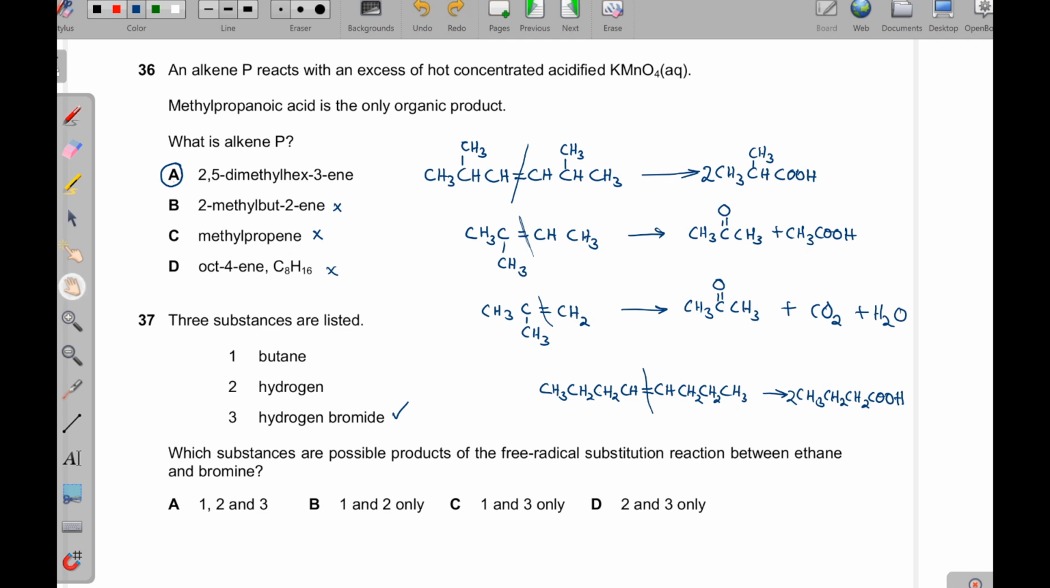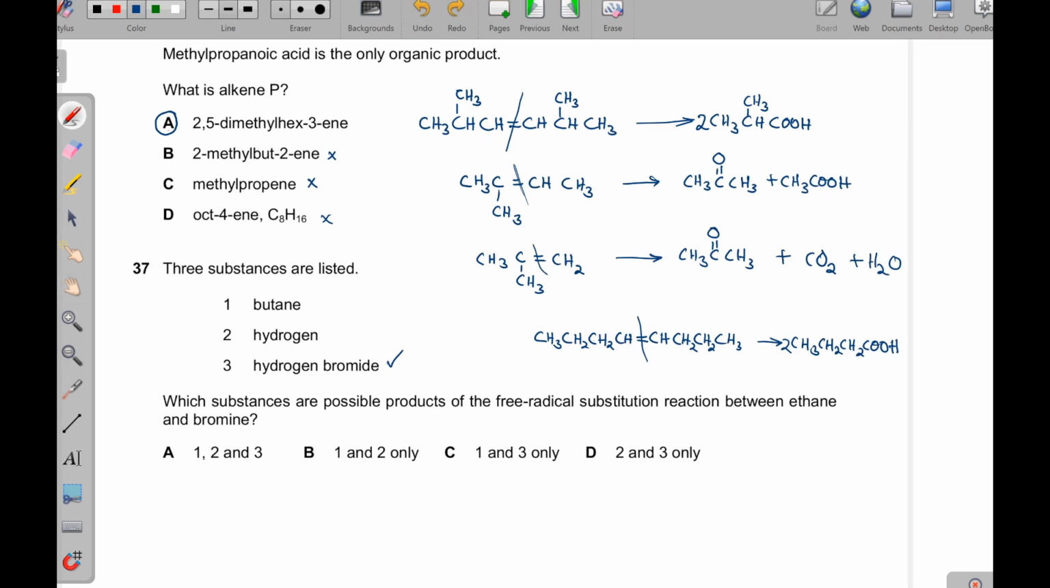Let me take you through the process. We begin with what we call initiation. In the initiation step, we are going to have bromine breaking homolytically to form 2 radicals. These ones are highly reactive. They cannot be there on their own. So now this one attacks the molecule of ethane. So ethane is CH3, CH3.